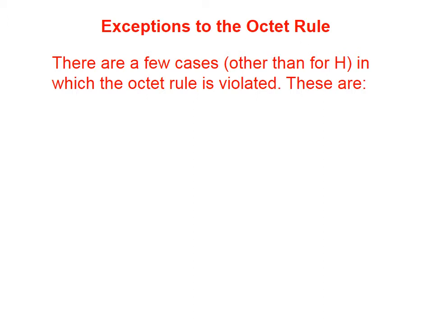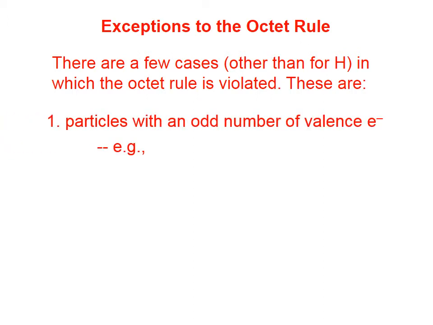There are a few cases, other than for H, in which the octet rule is violated. Of course, with hydrogen, hydrogen only has 2 electrons around it. The exceptions are, first, particles with an odd number of valence electrons. These 3 molecules, for example, all have an odd number of valence electrons.